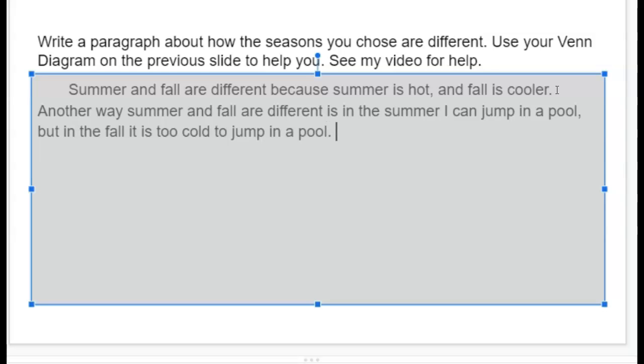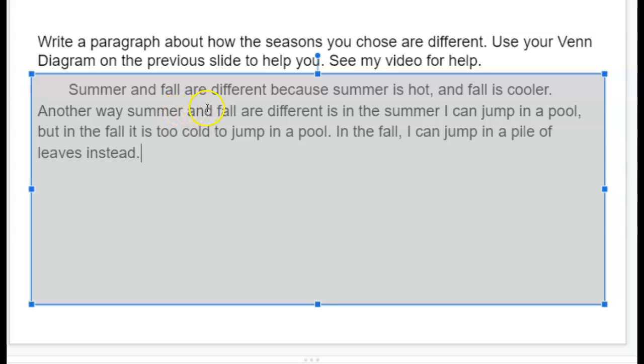Yeah, so now I'm telling you, hey, here's a difference. It's too cold to jump in the pool in the fall. Now I want to write my sentence and say, in the fall, I can jump in a pile of leaves instead. All right, so let's look back at that paragraph.